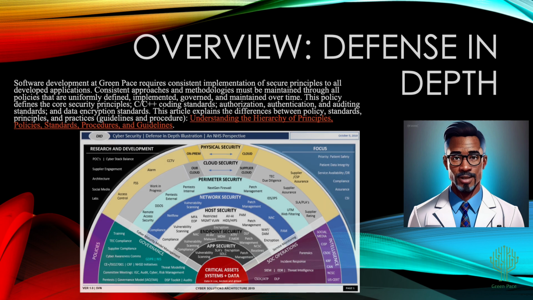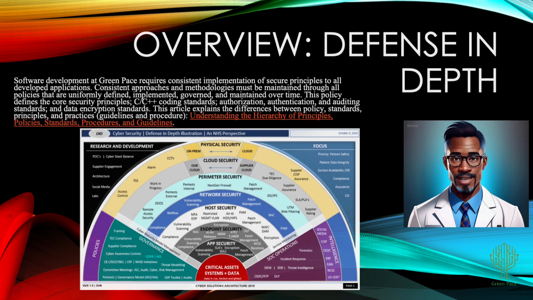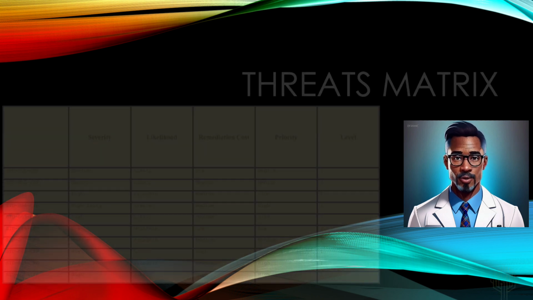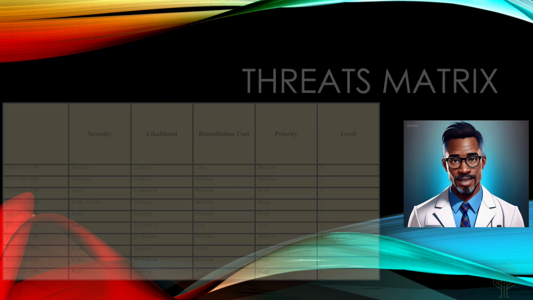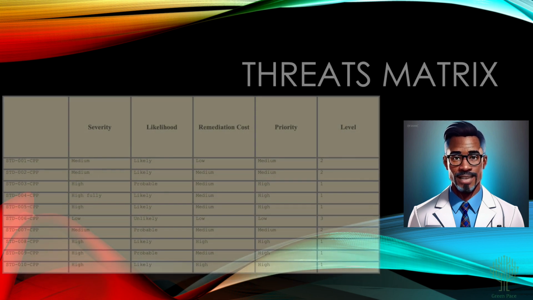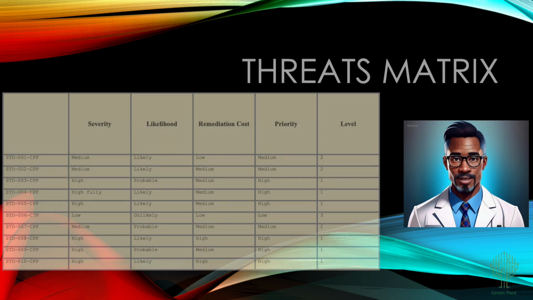Slide number 3, Threat Matrix. Here is the threat matrix. Each coding vulnerability is ranked by severity, likelihood, remediation costs, and overall risk. SQL injection receives the highest risk level due to its severity and exploitability. This matrix guides our focus on addressing the most dangerous threats first.